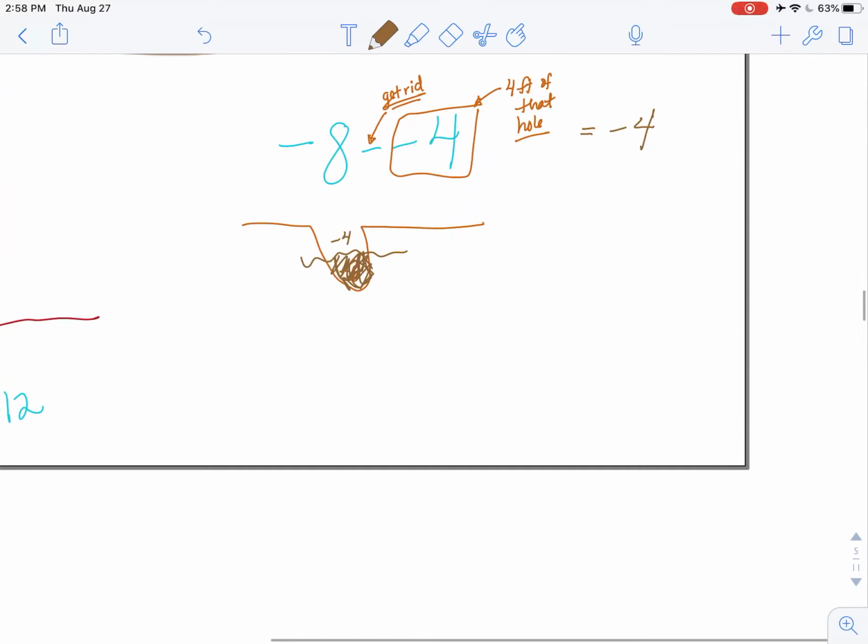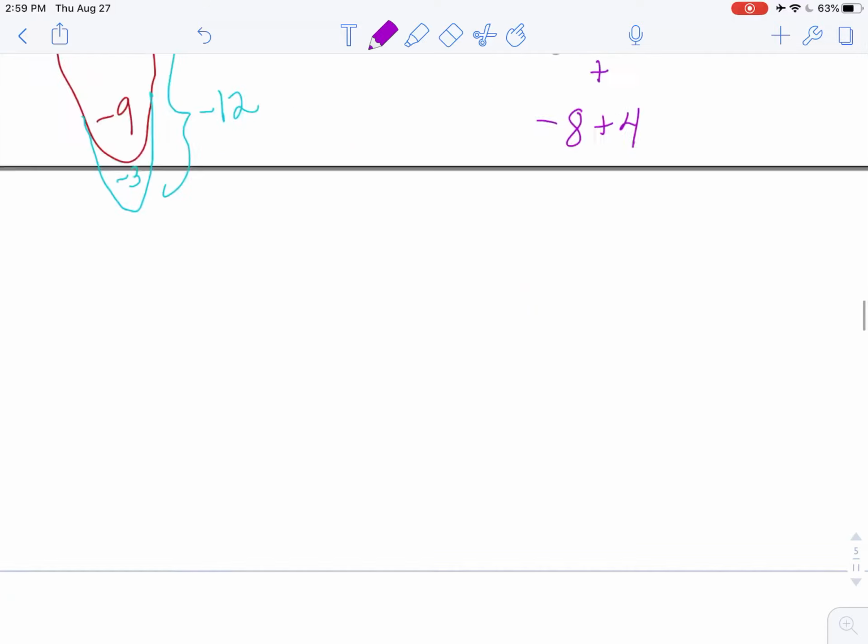So ladies and gentlemen, when we see that negative, one way to make it easier on ourselves is to change it to a positive. So this really means -8 plus 4. It's filling in that empty space. All right? It's taking out 4 feet of that hole. Okay? It's filling in that hole. Taking out part of the hole means we fill it in.